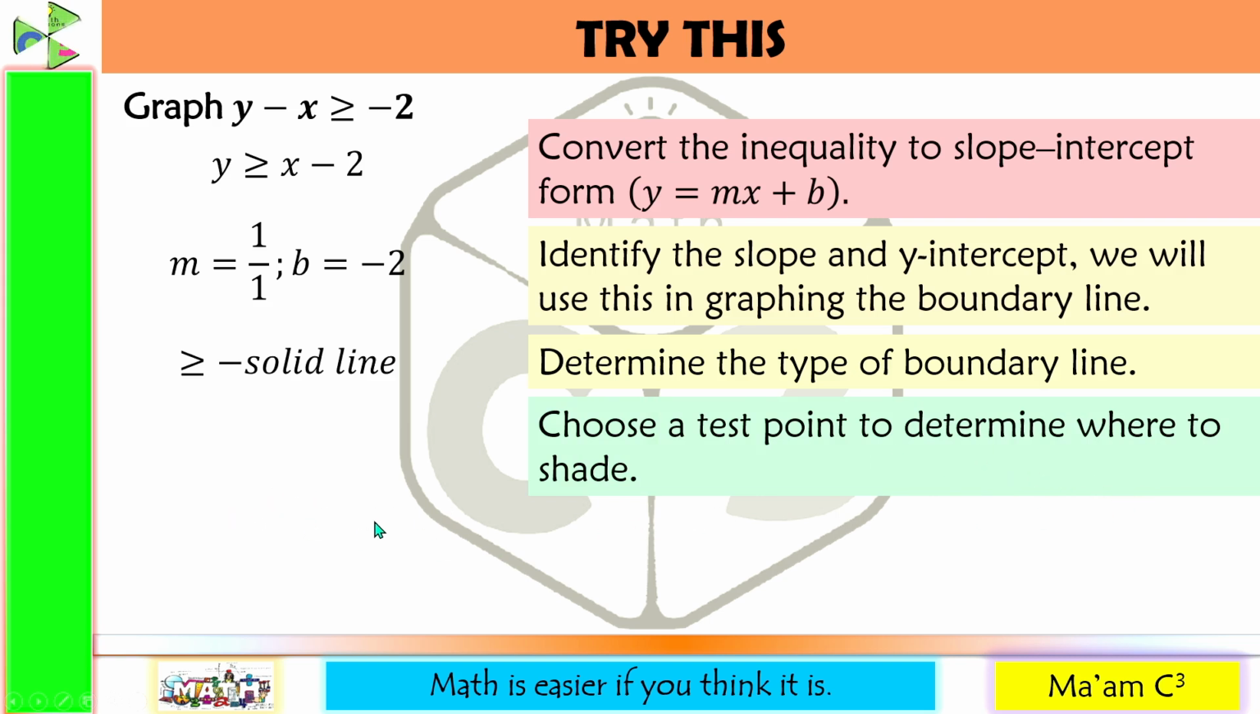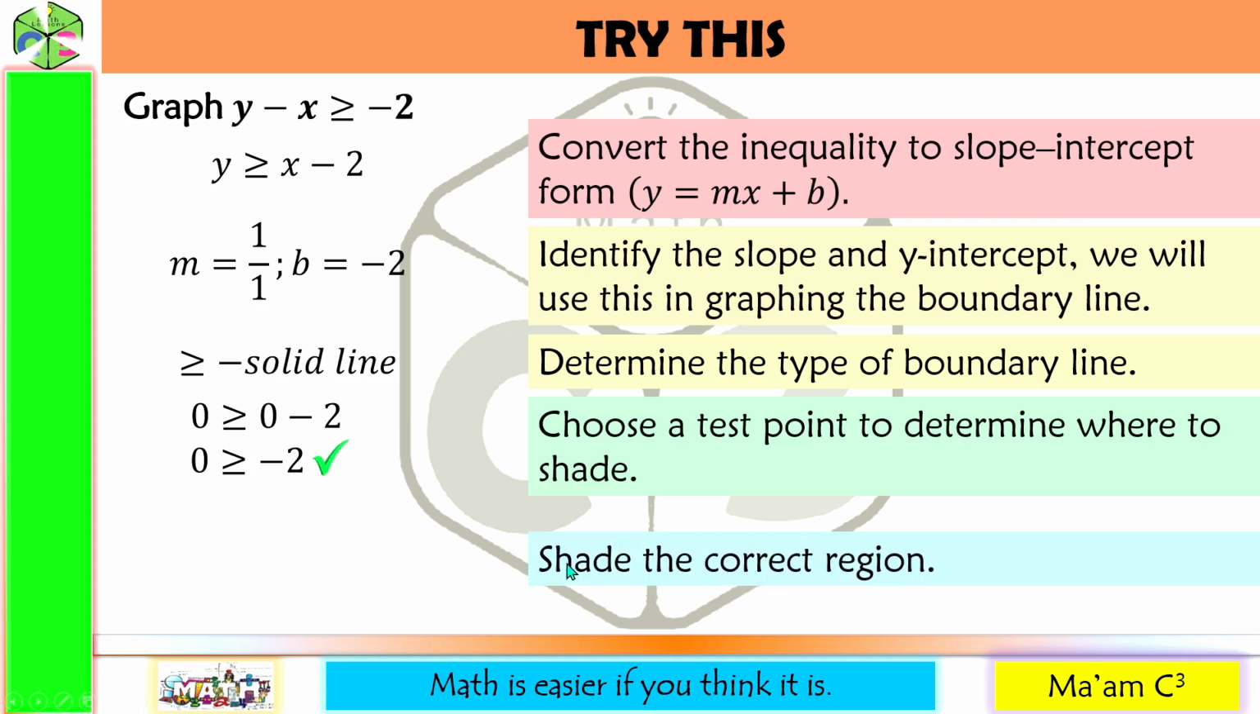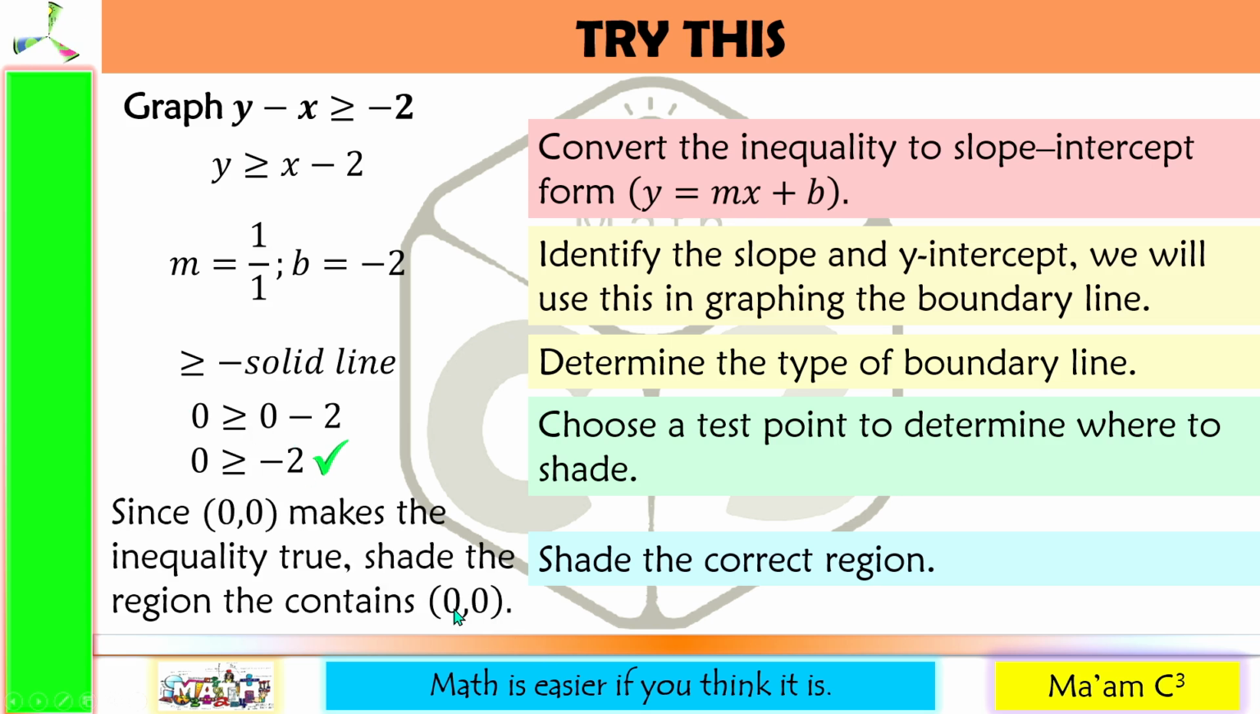Step 4, choose a test point to determine where to shade. Again, 0, 0 is a good test point. We are going to substitute 0 for y and 0 for x. 0 minus 0 is 0, and 0 minus 2 is negative 2. Is 0 greater than or equal to negative 2? Yes, 0 is greater than negative 2. So this is correct. And last step, shade the correct region. Since our test point 0, 0 satisfies the inequality, we are going to shade the region where 0, 0 is located.